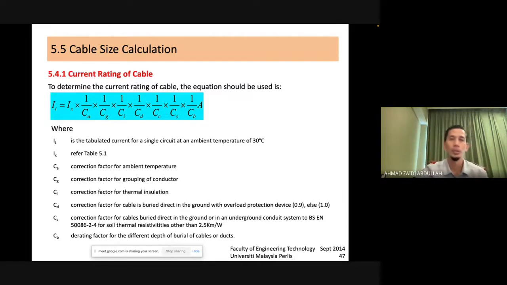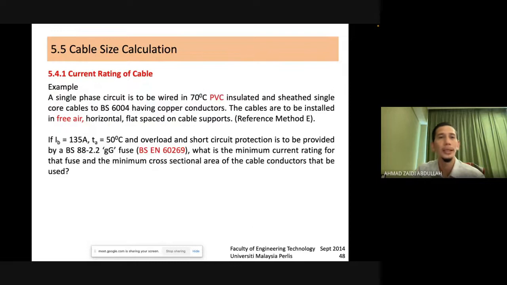Okay. Okay, clear? So now we try to calculate lah sum. Sebab kalau kita ada formula, we tak try, so I believe most of you cannot understand on how to apply that formula lah. Okay. So let's say we have a single phase circuit to be wired in 70 degree PVC insulated and sheathed single core to BS 6004 having copper conductor. So the cables are to be installed in free air.